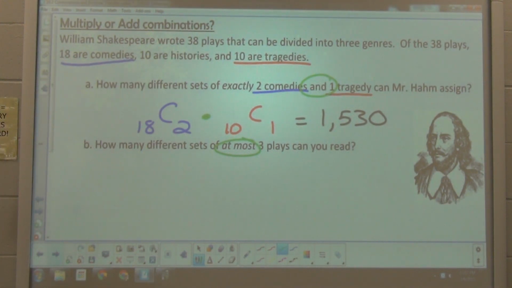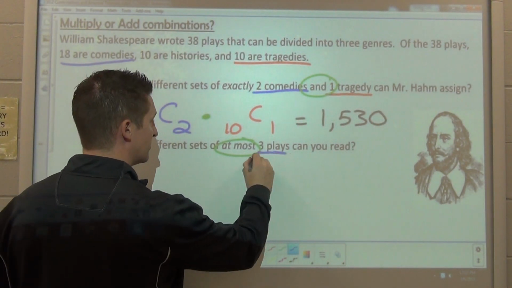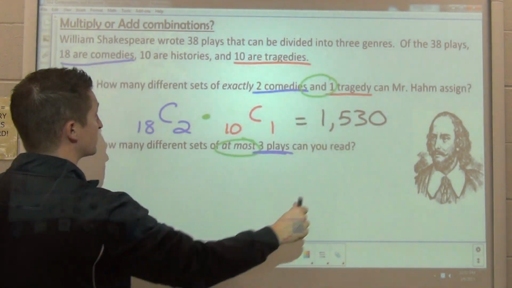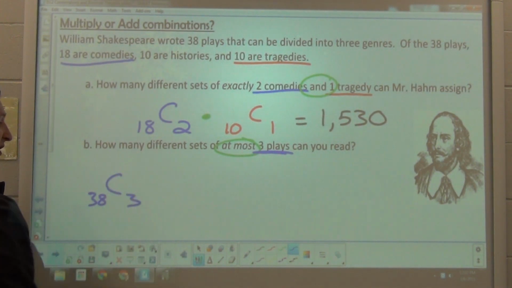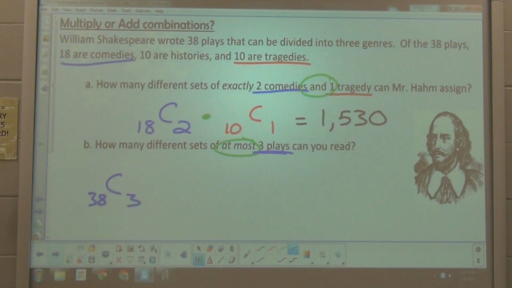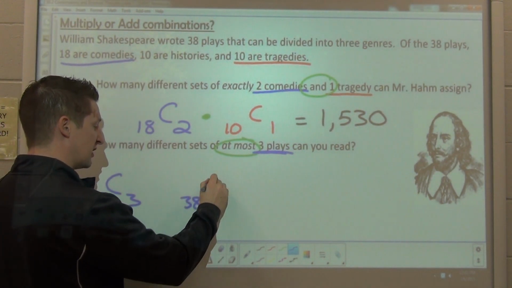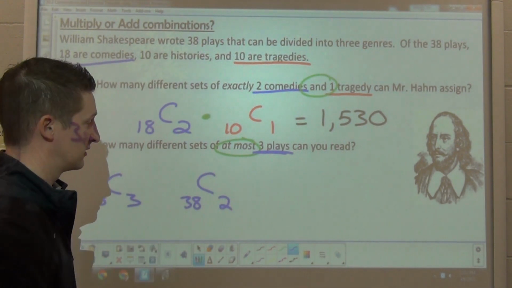Well, if it's at most, I want you to think about this now. If it's at most 3 plays, that means we could read 3 plays. Now we have 38 total plays, so that means I might choose 3 plays out of the 38 possible. Now, at most means I also could choose 2 plays. That'd be okay. I might have 38 plays, but I'm only going to choose 2 of them. That's all right because it said at most.